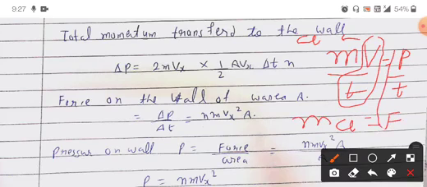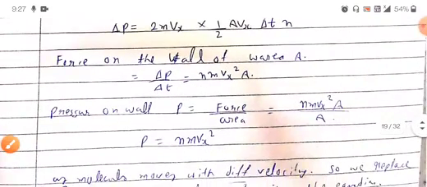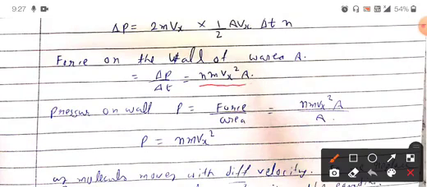That means momentum upon time is force. So that means the force on the wall will be the change in momentum upon the small time interval which we are considering. So the force will be equal to nm vx square A.